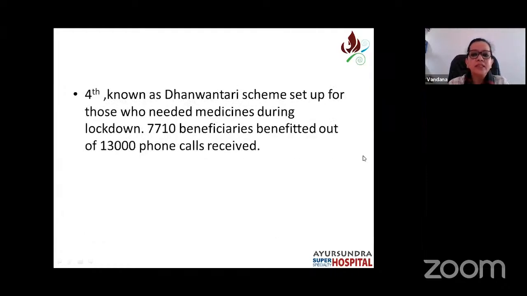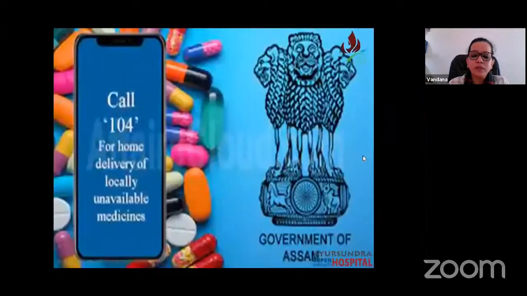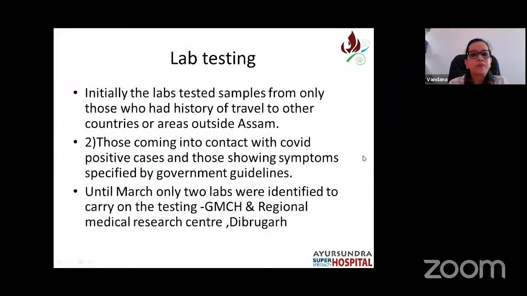The fourth, known as the Dhanvantri scheme, was set up for those patients who were in quarantine and could not come out to get the medicines. So we had a toll-free number where the medicines were delivered directly at home.